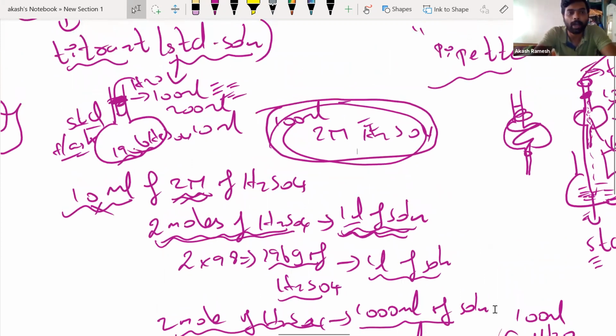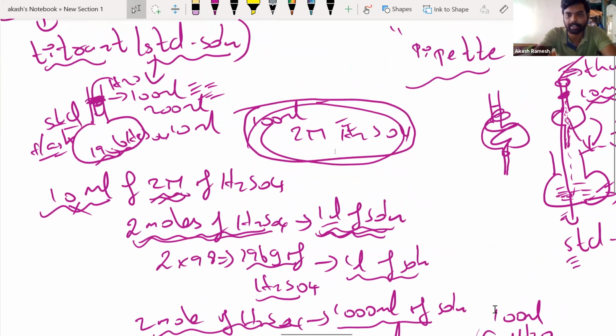Now I have to do the titration. Titration, in the sense of the actual process. This is just the first part, this is not titration. We have just prepared the standard solution. Now I don't need the entire 100 ml solution. Making 200 ml or something else would again be too much volume. So we generally go for only 10 ml, 20 ml or 30 ml depending on the requirement.